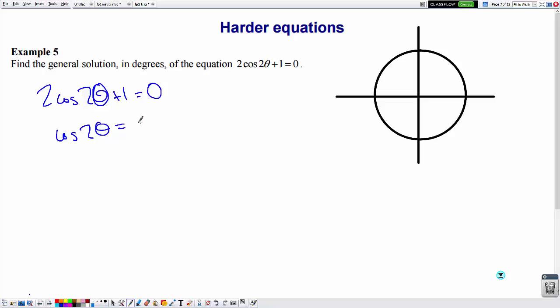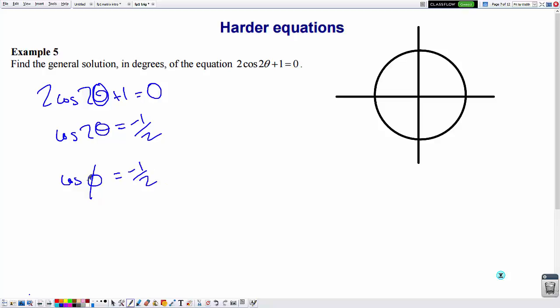So it's minus 1 divided by 2. Now ignore the 2 theta. Imagine that was just an object. So we're just going to solve cos of x equals, no, let's not use x because we've used x before. Cos of phi, let's say, not theta, is equal to minus half.